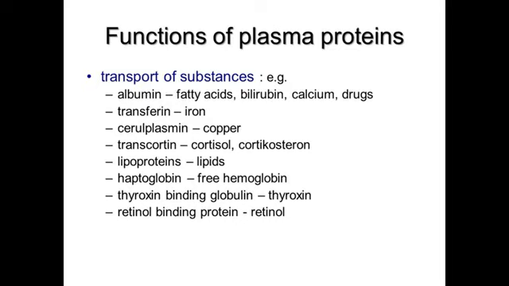Albumin transports fatty acids, bilirubin, calcium and drugs. Transferrin transports iron. Ceruloplasmin transports copper. Transcortin transports cortisol and corticosterone. Lipoproteins transport lipids. Haptoglobin transports free hemoglobin. Thyroxine binding globulin transports thyroxine. Retinol binding protein transports retinol.